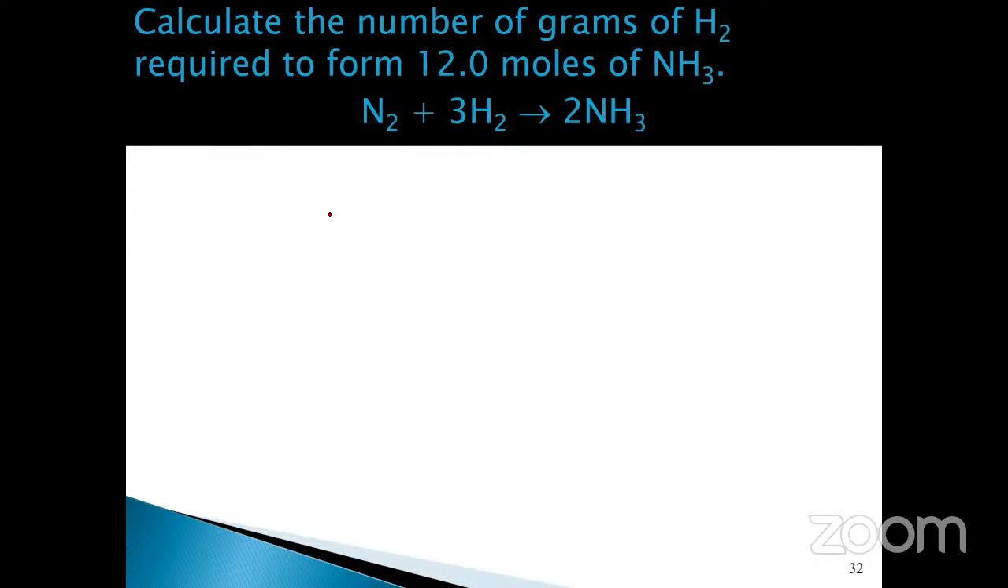Basically, they gave you 12.0 moles of ammonia, and they're asking for the grams of hydrogen that would react to form that much ammonia. All right, so any ideas?